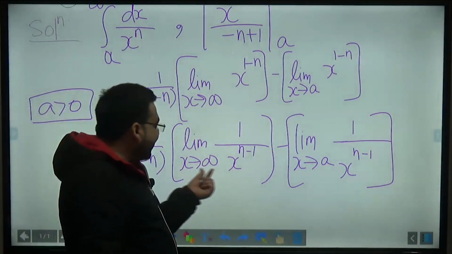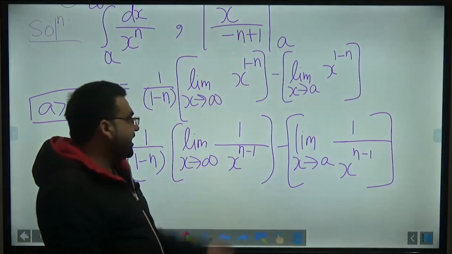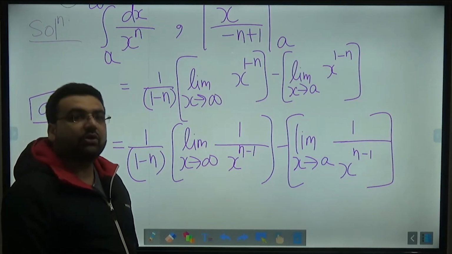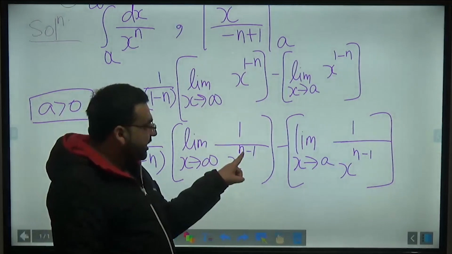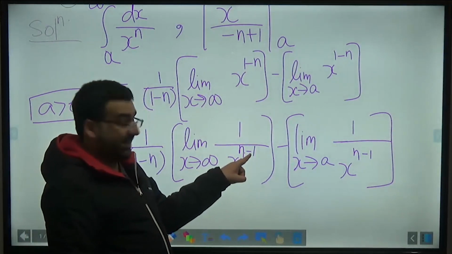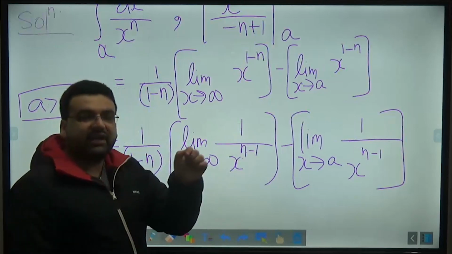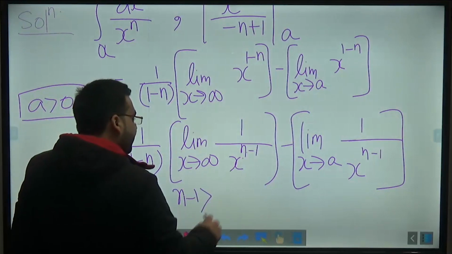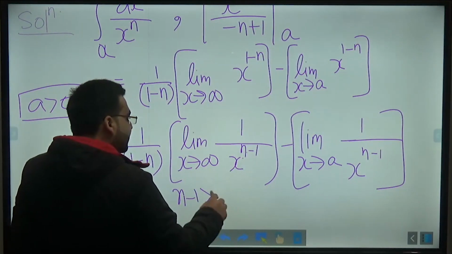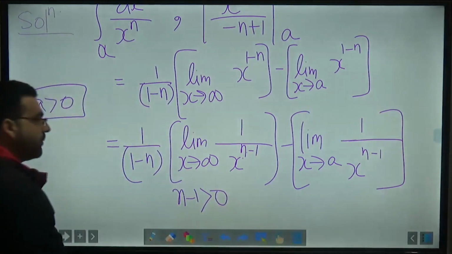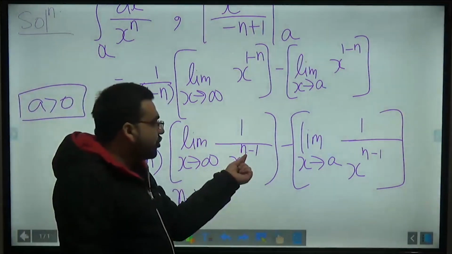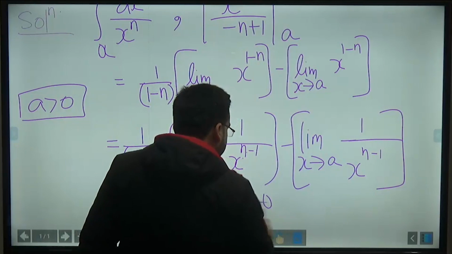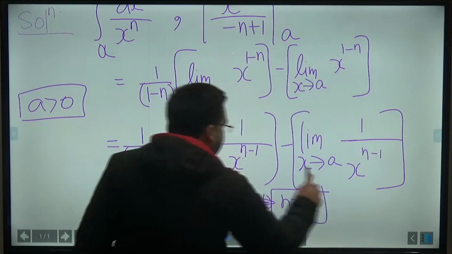Now what are the various options we have? If you put x equal to infinity here, whatever the value of n is, it will be equal to 0. But if you put n equal to 0, it will become x raised to the power minus 1, so it will go to the numerator and be divergent in nature. It means that n minus 1 should always be greater than 0, or I can say that n should always be greater than 1.